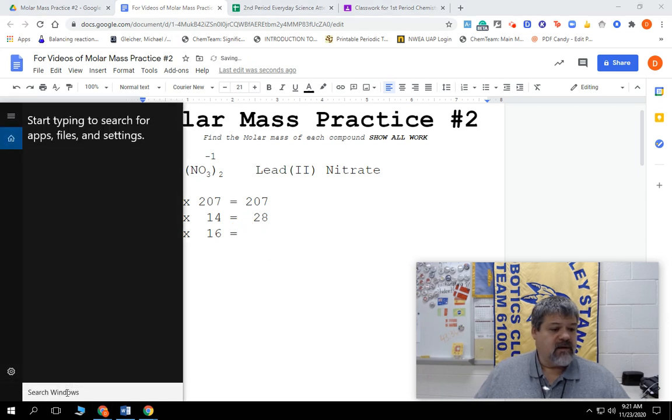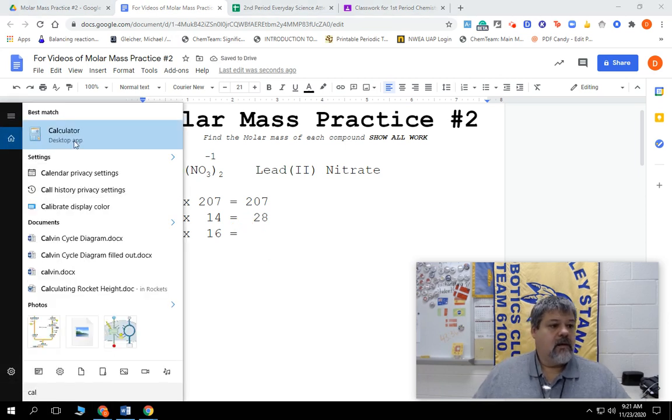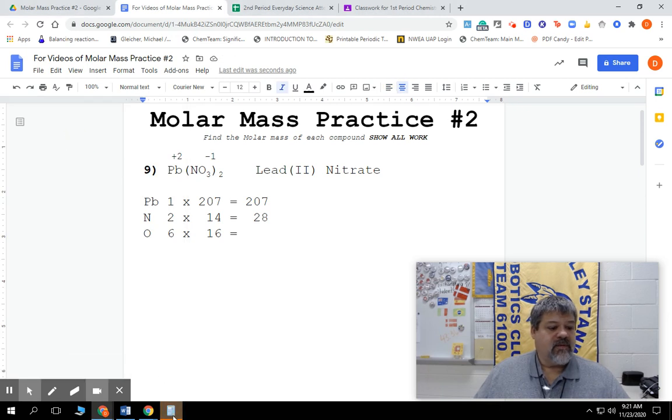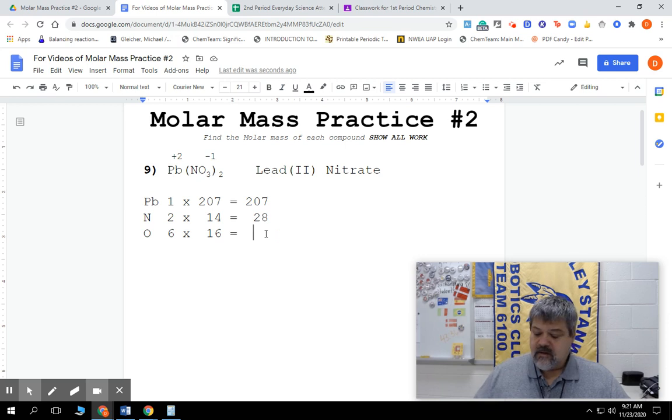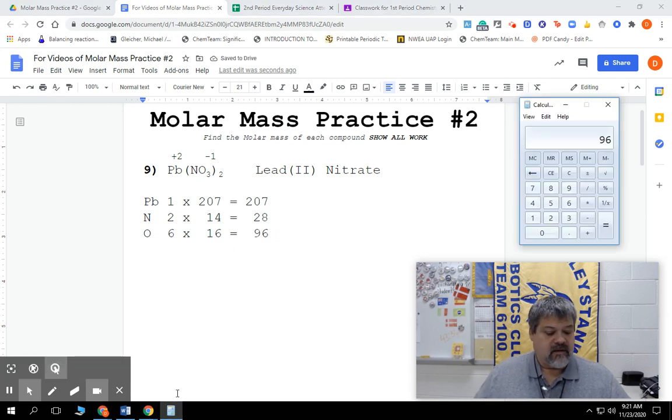So let's pull out the calculator. Once we pull up the calculator, we can put those numbers in there. So we're going to put 6 times 16, and that's going to equal 96. So we can put 96 in there. Pull back the calculator, and we're going to add those together. So 207 plus 28 plus 96 equals 331. Let's do this again. Okay, we're going to clear that. So 207 plus 28 plus 96 equals 331.